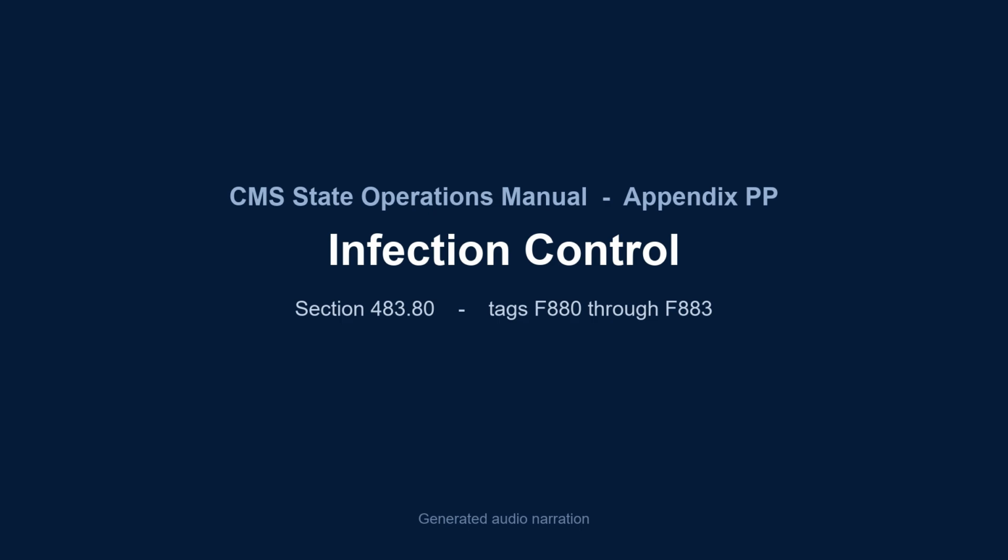Section 483.80(a), Infection Prevention and Control Program. The facility must establish an infection prevention and control program, IPC, that must include, at minimum, the following elements.